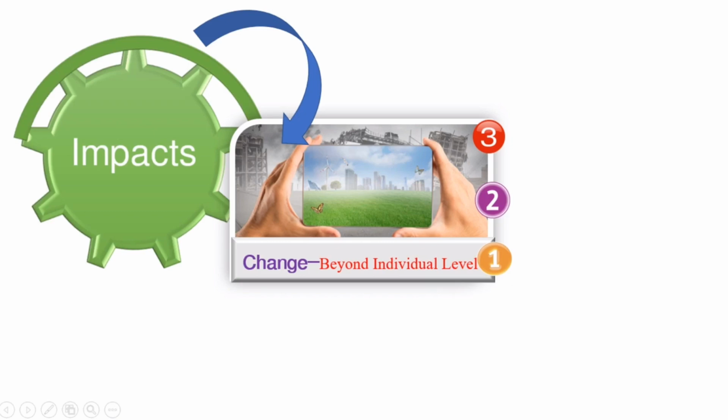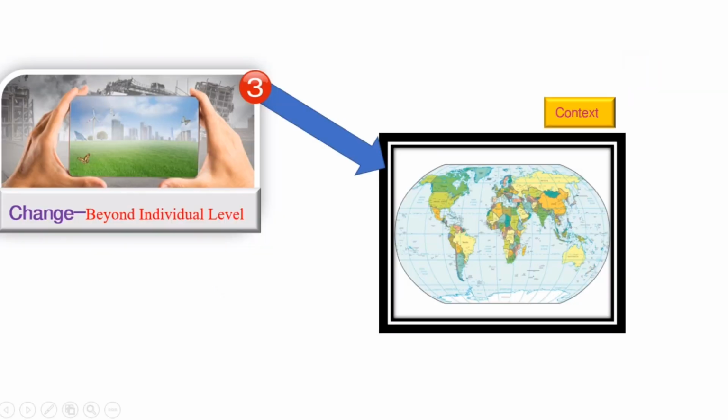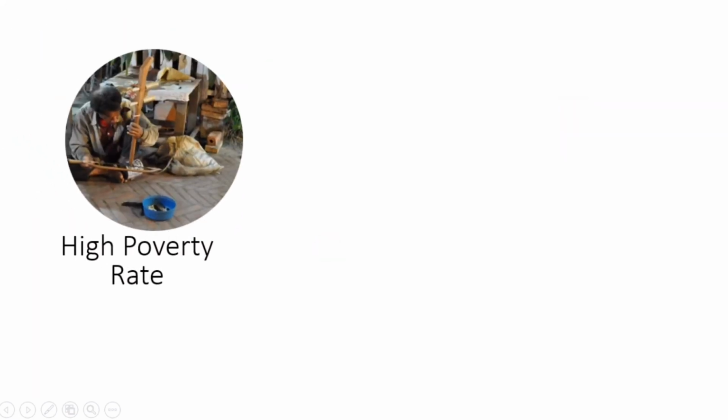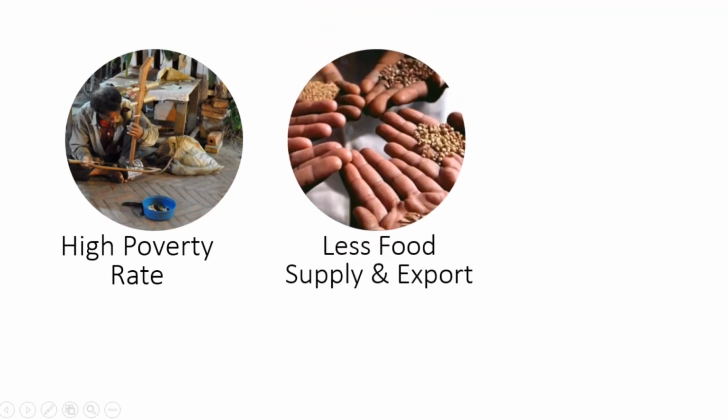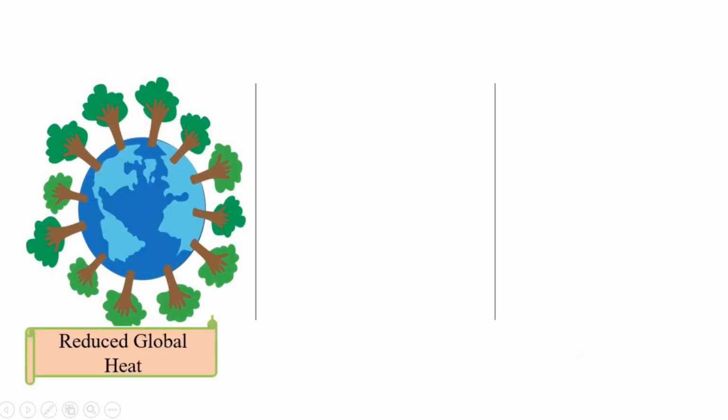Now let's move to the last one, which is at the country or global level. Let's look at the context of the country, then generate the expected impact for the project. It depends on the nature of the project, but for an agriculture project, I would encourage you to look at the poverty rate, the food supplies and food exported, the ability of the country to export rice, and also the global well-being indicators. These are the three things for agriculture.